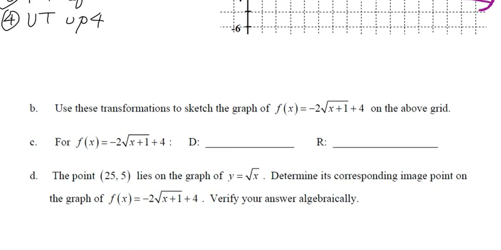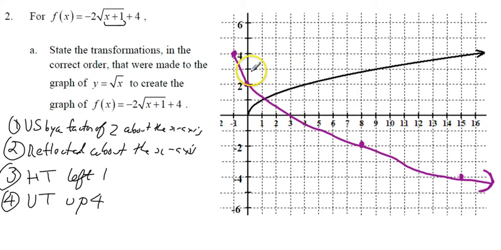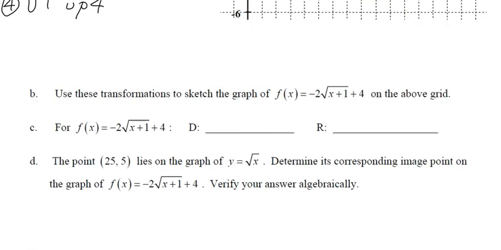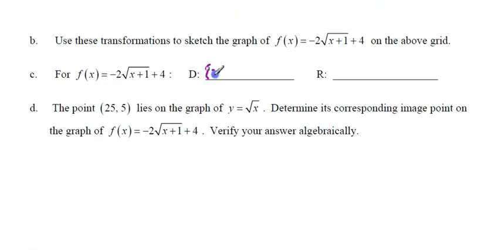For f of x, the domain. So what's our new domain? If you look, the stretch and the reflection won't affect the domain, but moving it left 1 does. So the domain is from negative 1, and the range will be less than or equal to 4. So let's write that in. Set of all x such that x is greater than or equal to negative 1. Set of all y such that y is less than or equal to 4. And the understanding is that x and y both belong to the reals.